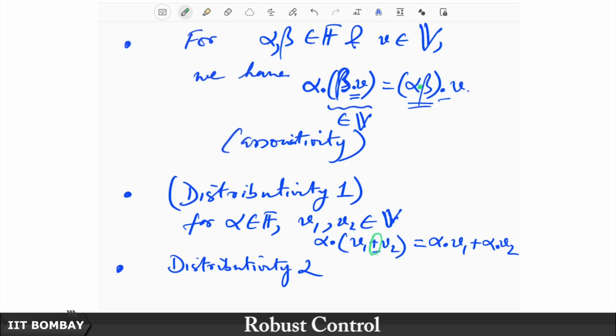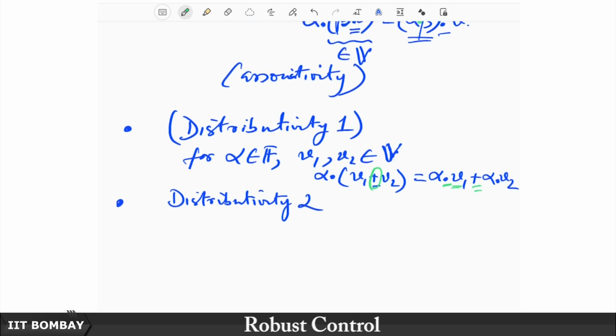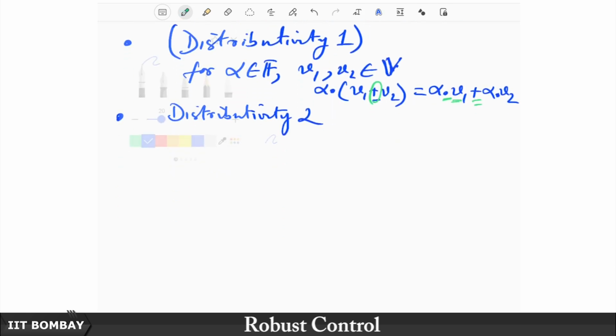Let me use a different color, otherwise it looks like a plus minus that you might mistake it for. So this is the addition that is happening in the vector space, the vector addition. So, whether you take these two first and add them in the sense of vector addition and then take the scalar product like we have defined, or you take each of those individual elements, perform the scalar multiplication like we have defined and then add them in the sense of vector addition, it will give you the same thing. So, that is the first distributivity property.